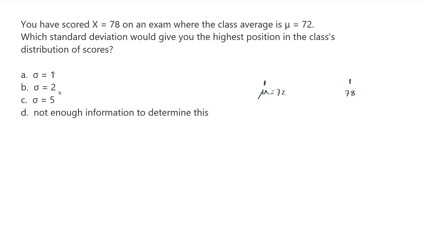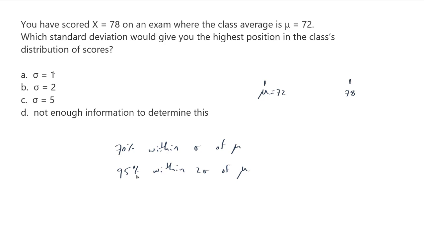Now, keep in mind, most scores, about 70% of scores, are within 1 standard deviation of the mean. 95% of scores are within 2 standard deviations of the mean. So if I was dealing with a standard deviation of 1, that would mean that most scores are somewhere between 71 and 73, so within 1 point of 72.